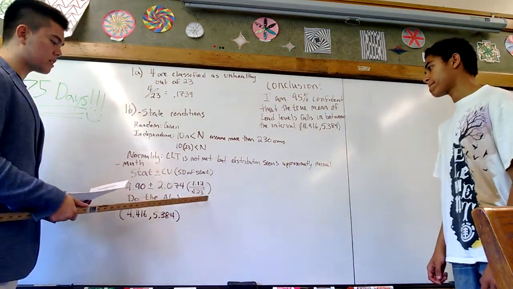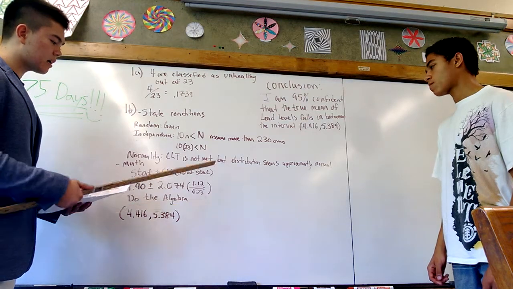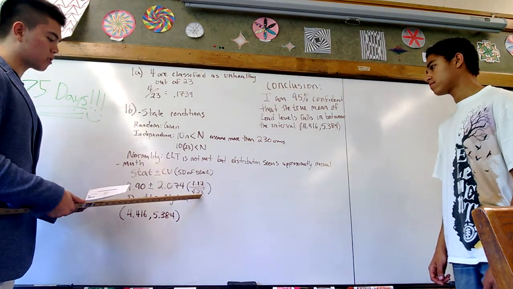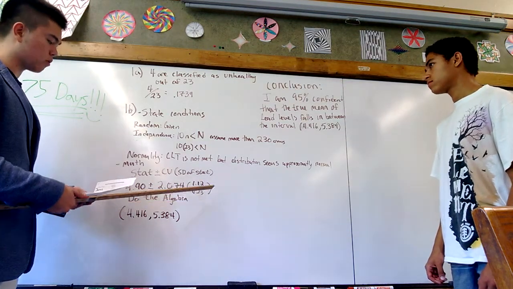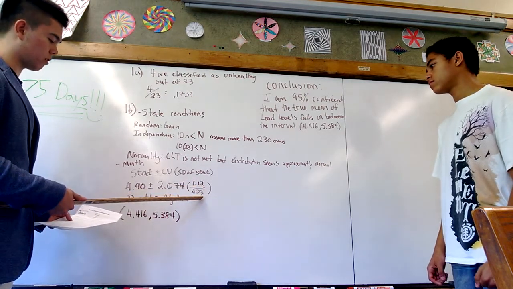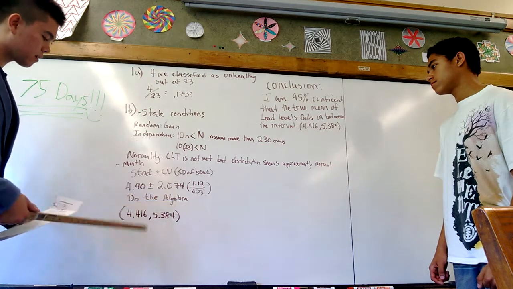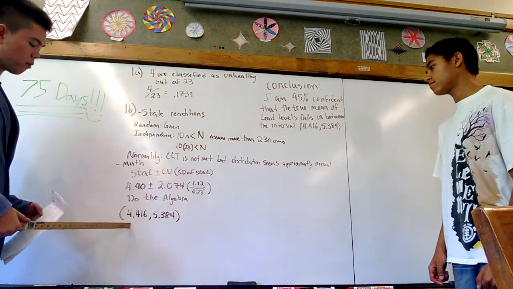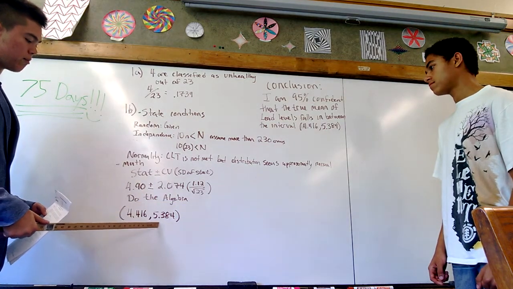Then we're going to do the standard deviation of the stat, and this is sigma over the square root of n. In this case, our sigma was 1.12 over the square root of n, which is the square root of 23. Then when you do the algebra, our confidence interval comes out to be 4.416, comma 5.384.